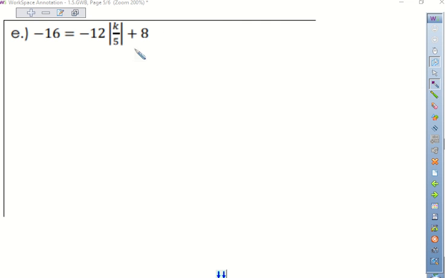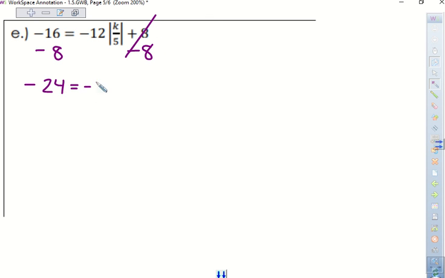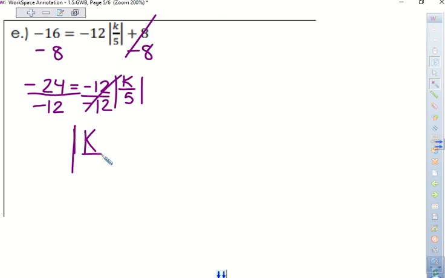So, first thing you need to do is get the absolute value by itself. So, we're going to start by subtracting 8 on both sides. That's going to give me negative 24 is equal to negative 12 times the absolute value of k over 5. I'm then going to divide by negative 12. I get the absolute value of k over 5 is equal to 2.